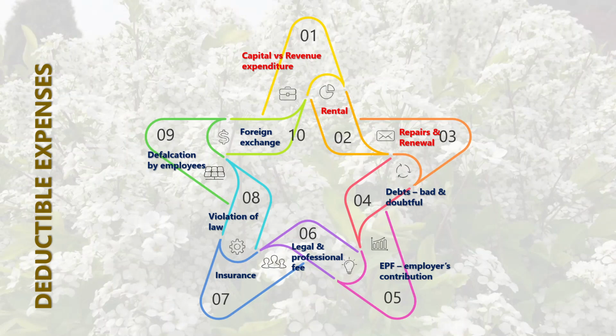And then after that, you also have defalcation of employees, as I mentioned just now. This is also related to business losses. And last but not least, number 10 is foreign exchange. It's not inside your textbook, however you need to know about forex or foreign exchange.